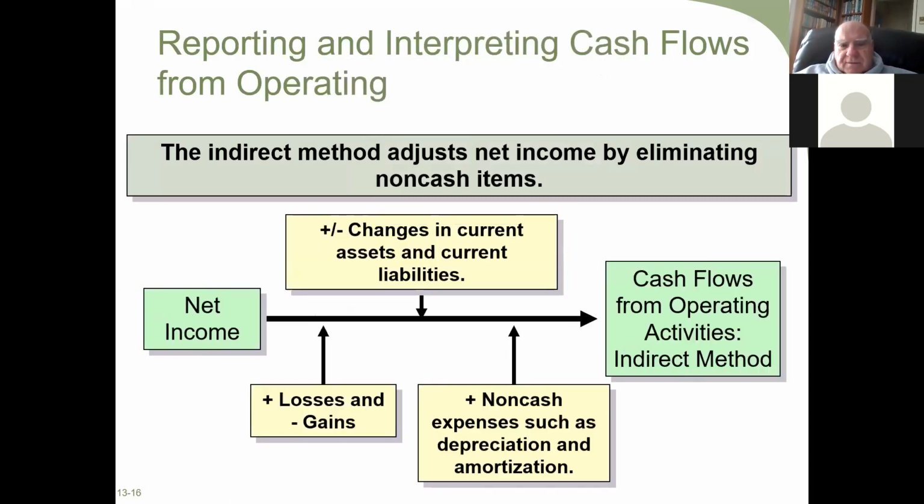The indirect method adjusts net income by eliminating non-cash items. So let's not get scared of this too much. All that means is we're going to start our cash flow statement with the net income. And as we know, everything we've been doing in this class is on an accrual basis. So we're going to start our cash flow with the net income, and we're going to get rid of the non-cash expenses to turn that net income into the cash income, if you will.